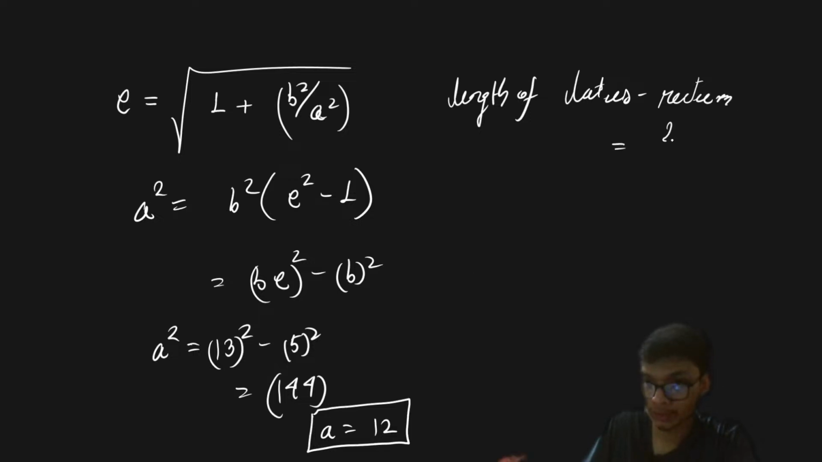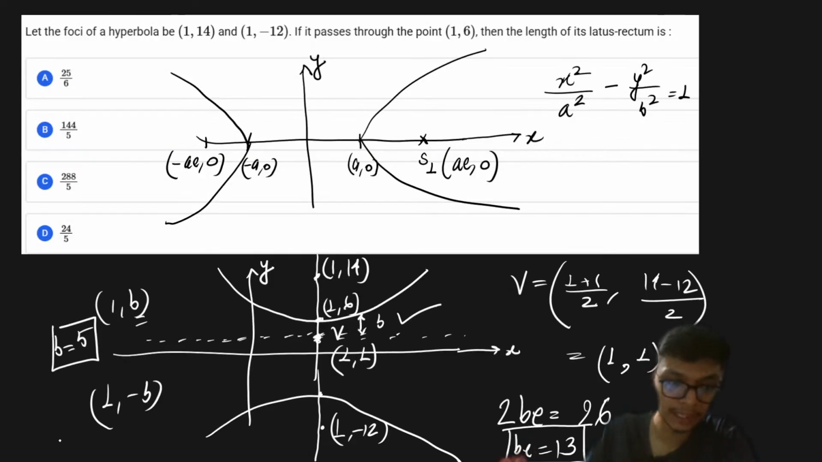is going to be equal to, since the major axis is parallel to the y axis, 2a square by b, right? So you just put in the values, and we are going to have the value as 288 by 5 units, right? With this we will have the answer as option number C for this particular problem, right?